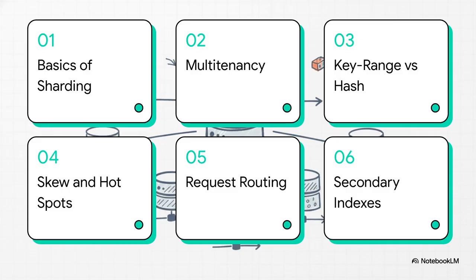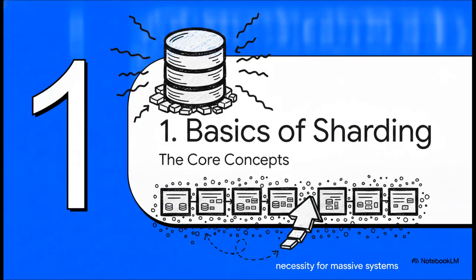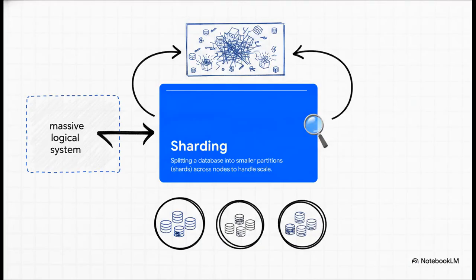Let's get into it. Section 1. The basics of sharding. So picture this. A single machine just cannot handle your data volume or write throughput anymore. And you can't just keep buying a bigger, more expensive server. Eventually you hit a physical ceiling. There's just no way around it.